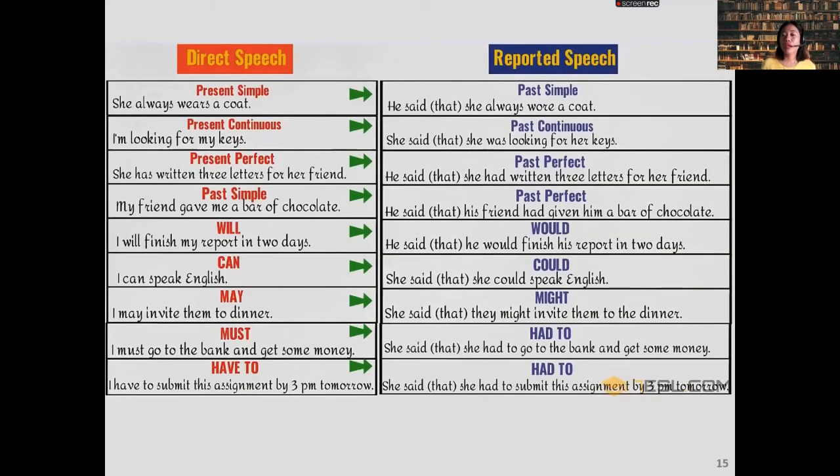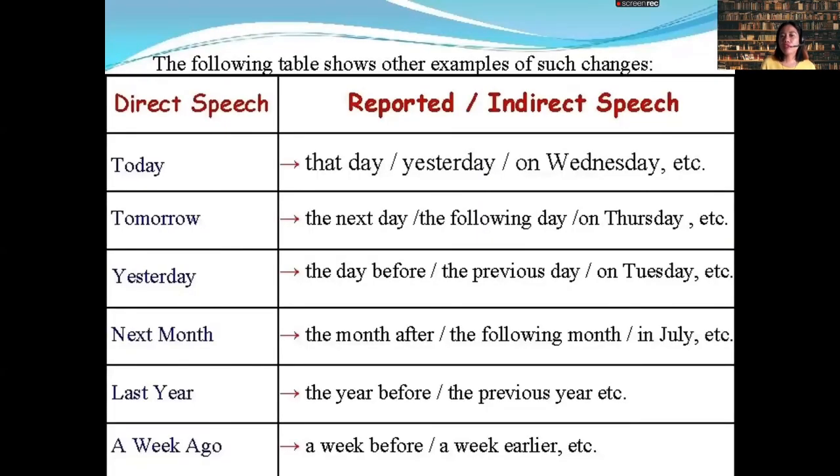All right, so now we're done watching the video, class, and obviously this video explains how tenses or verb tenses change when going from direct to reported speech, or direct to indirect speech. It's part of grammar topics, so if we consider reported speech, it should also be considered when we create materials for grammar. The following table shows other examples of such changes. You could explore this one.